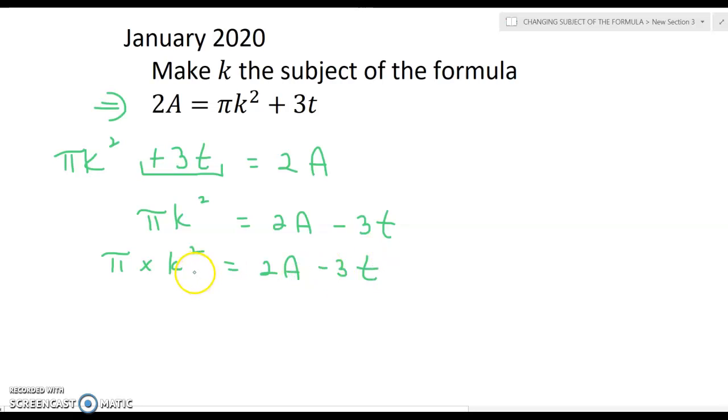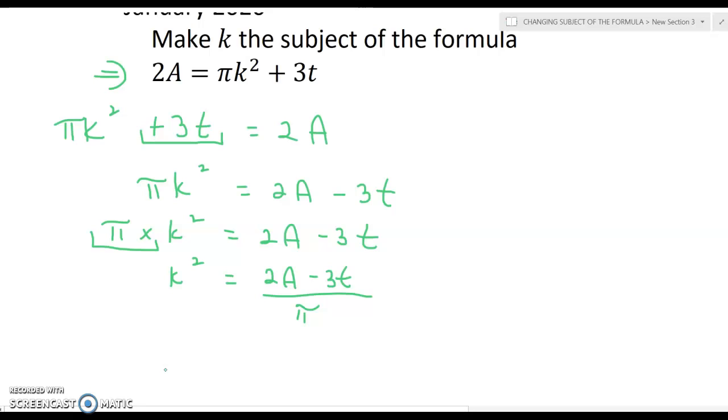Now again, we want to make k the subject. So let's move across this multiplication by pi that's next to the k squared. So now k squared will be equal to 2a minus 3t all divided by pi. Again, it's k we want, not k squared. Opposite of squaring is, as we learned in the last two questions, square root. So we do square root of 2a minus 3t over pi. As I said, it's a process, so take your time and you will get it.